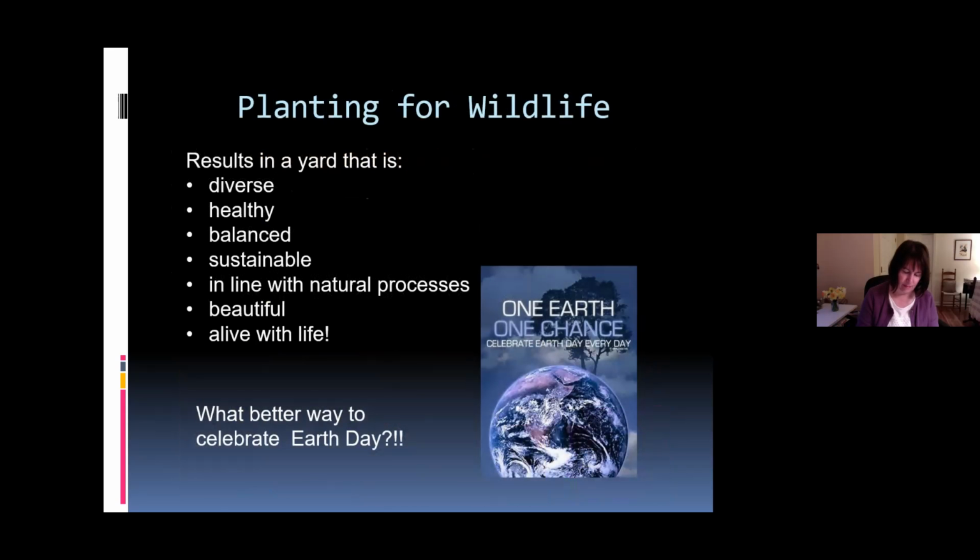And when you plant for wildlife, you're going to have a yard that's diverse, it's healthy, it's balanced, sustainable, in line with natural processes, it's beautiful, and it's alive with life. Yeah. And what better way to celebrate Earth Day, which is coming up.